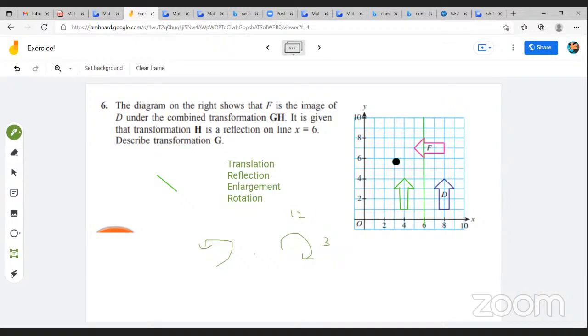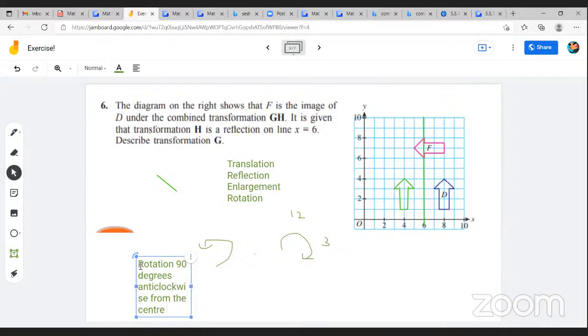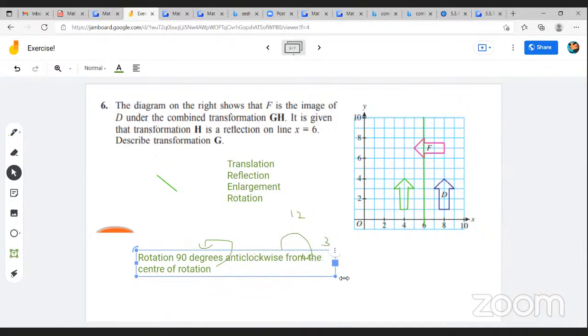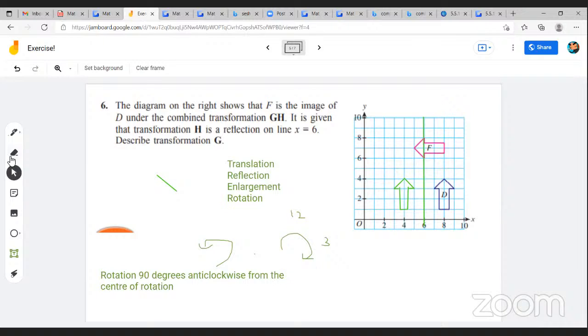Okay, so yeah, this is a rotation of 90 degrees anti-clockwise from the center of rotation. I'll just type degrees for now, but don't forget you can use the symbol as well. Okay, so this one is something that I used to struggle with a lot, which is the center of rotation part.